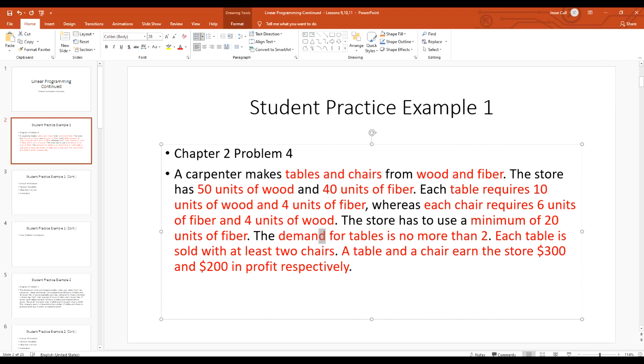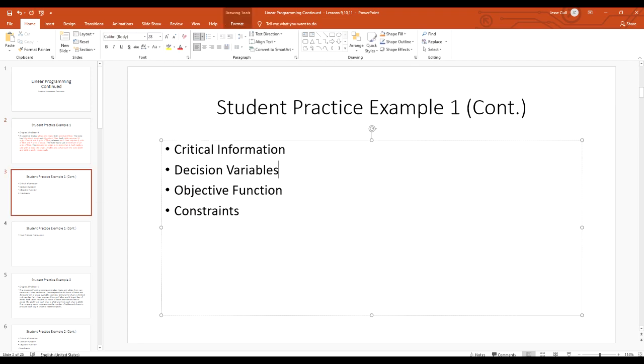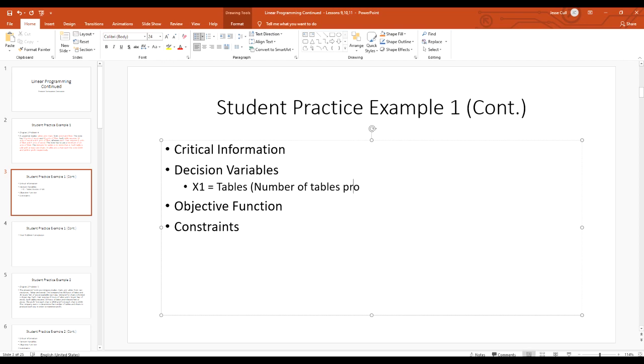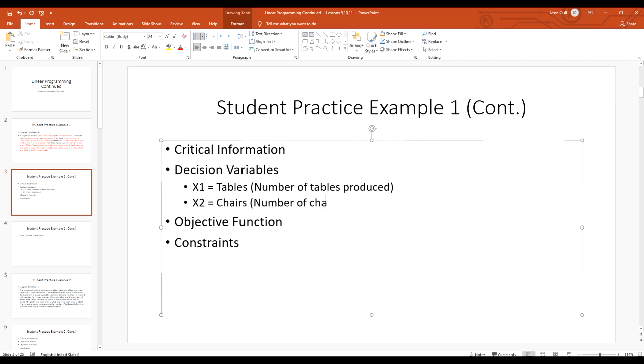The first step we need is our decision variables. And we see that we're making tables and chairs. We know a table earns $300, a chair earns $200. So our first decision variable is our table. X1, as always, is equal to tables. And that's actually the number of tables produced. X2 is chairs. And that's the number of chairs produced.